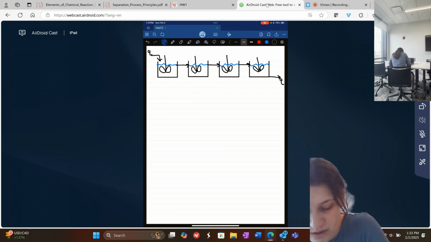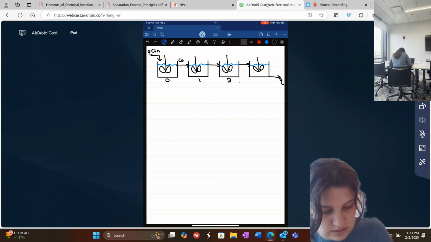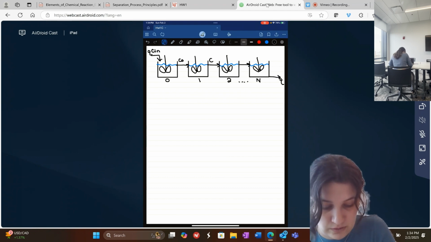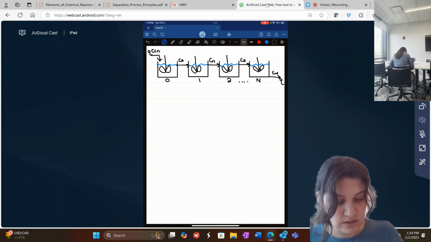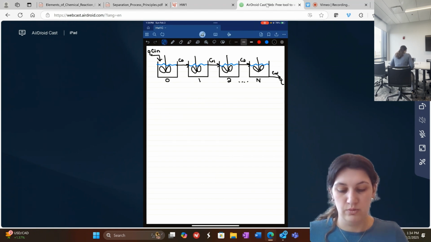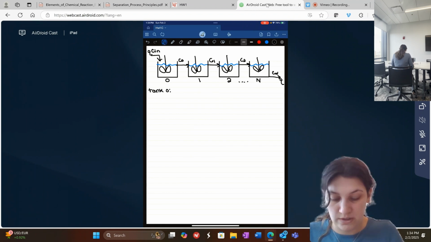So for our first tank, we'll have our concentration in, and we'll have the concentration coming out of this tank. So we'll call this tank 0, 1, 2, this is tank N. And coming out of the first tank, we'll have concentration 1, 2, eventually concentration N for our nth tank. So to derive our equations, we'll start with our tank 0, since this has a special equation for it.